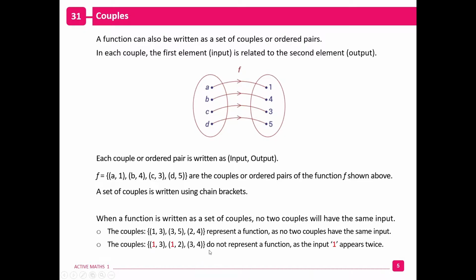If we look at this set of couples, we notice that the number 1 appears twice. We cannot have more than one of the same input, and therefore this set does not represent a function, as the input 1 appears twice. We know as well that every input can only have one output, and this shows the number 1 changing to 3, but also the number 1 changing to 2. So there are 2 reasons why this does not represent a function.